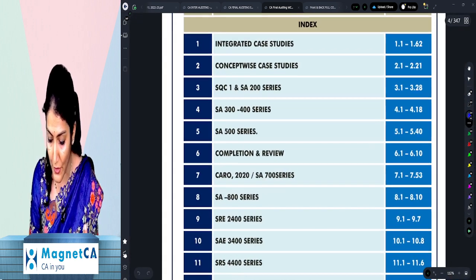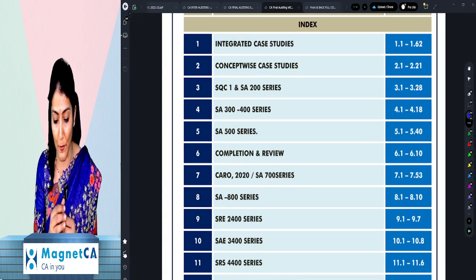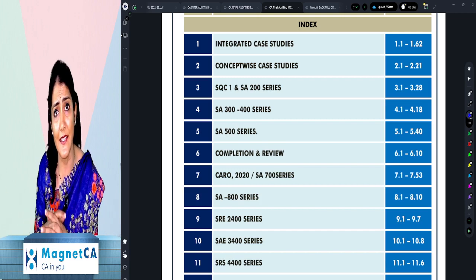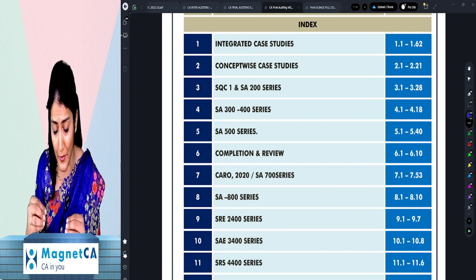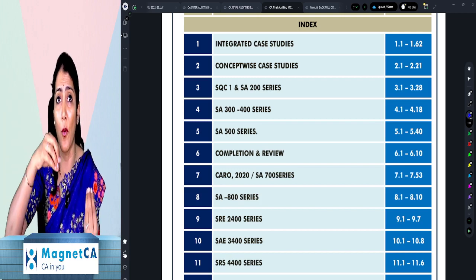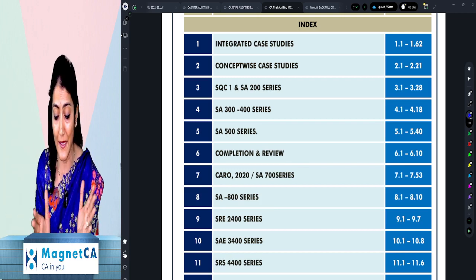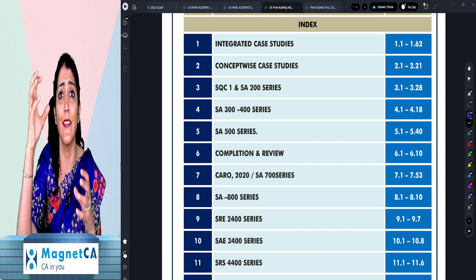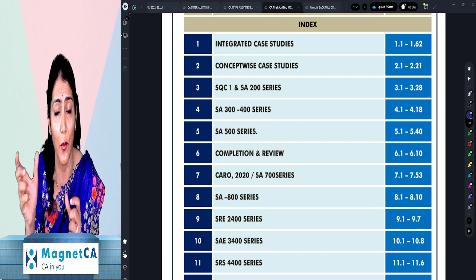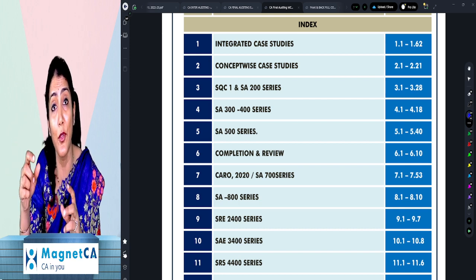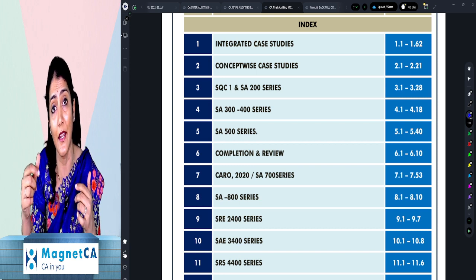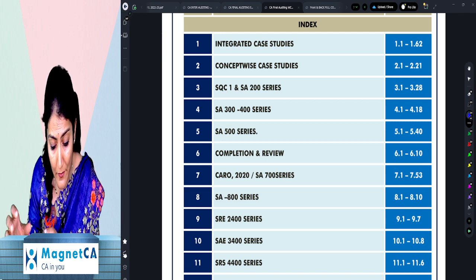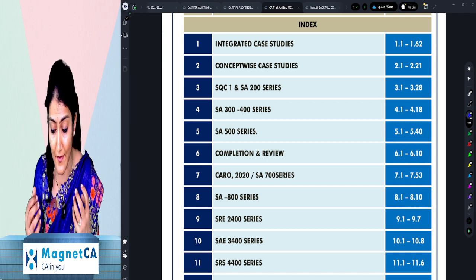If you look into the index of the book, first you see the integrated case studies. Around 38 integrated case studies from different topics have been included, and obviously only what was relevant from the old syllabus has been taken. And then concept wise case studies, like there is one case study regarding quality control, regarding only that one concept, or regarding chapter number 2 in the institute study material, which is about general auditing principles and the auditor's responsibility. Likewise we have the concept wise case studies.